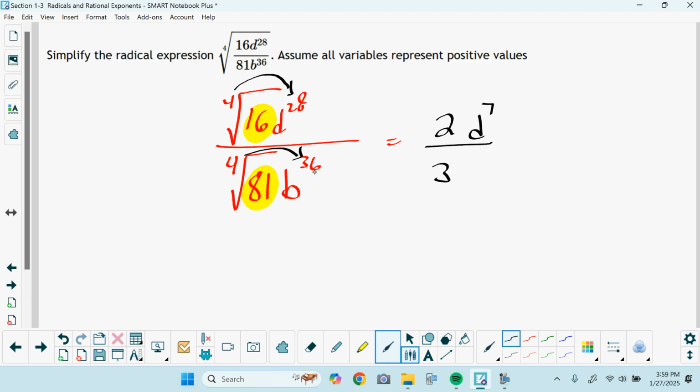Now, I can look at this one. How many groupings of 4 can I get out of 36? Well, if I were to expand this out, right, 36 b's, I can make 9 groupings of b's. Okay, so when you get done, this is 2d to the 7th over 3b to the 9th, and because our variable's not the same, we don't have to worry about a quotient rule, and we're done.